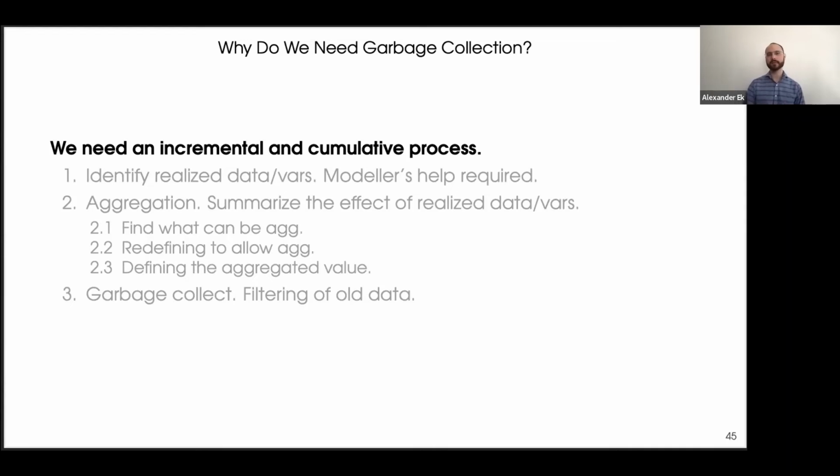Okay. We need an incremental and cumulative process. First, we want to identify the realized data and variables. Here the modeler's help is required. Then we want to do some aggregation. We want to summarize the effect of the realized data and variables. And how do we do this? First we need to find what can be aggregated. Then we need to redefine the constraint itself to allow aggregation, while still maintaining that it means logically the same thing. And then we define an aggregated value that can be passed over to the next iteration, and the next, and the next.